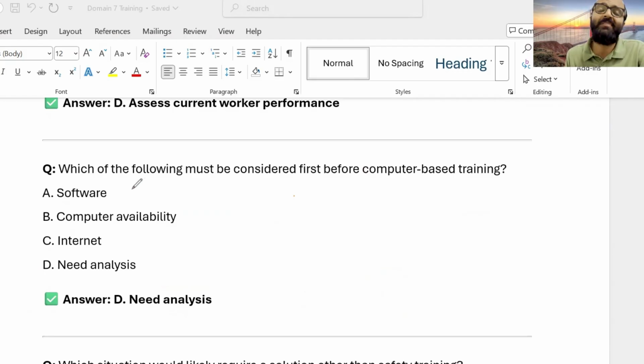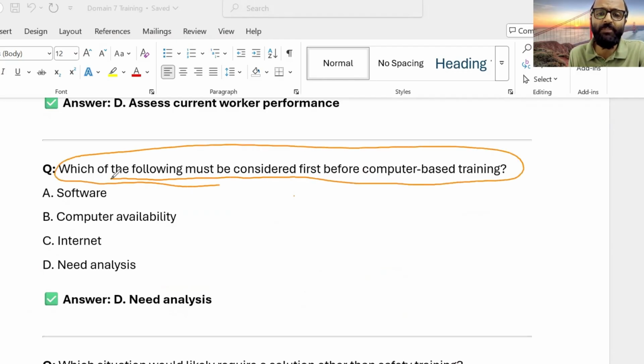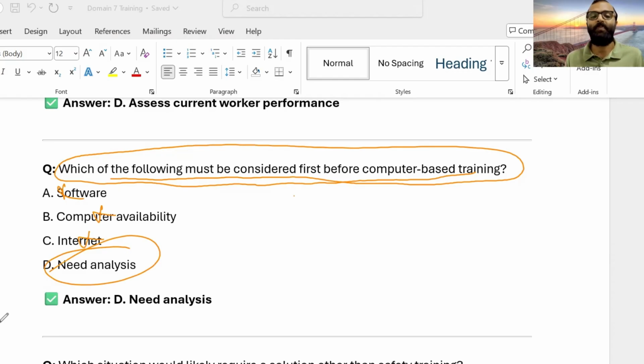And also the questions are very tricky. Understanding the question is the first step. Which of the following must be considered first before computer-based training? Following must be considered first before computer-based training. Okay, before computer-based training, what do you have to consider? Software, no. Computer availability, no. Internet, no. Need assessment, need training. Is training required or not? That is the first thing. That is the basic concept. But then again, they are tricking you.